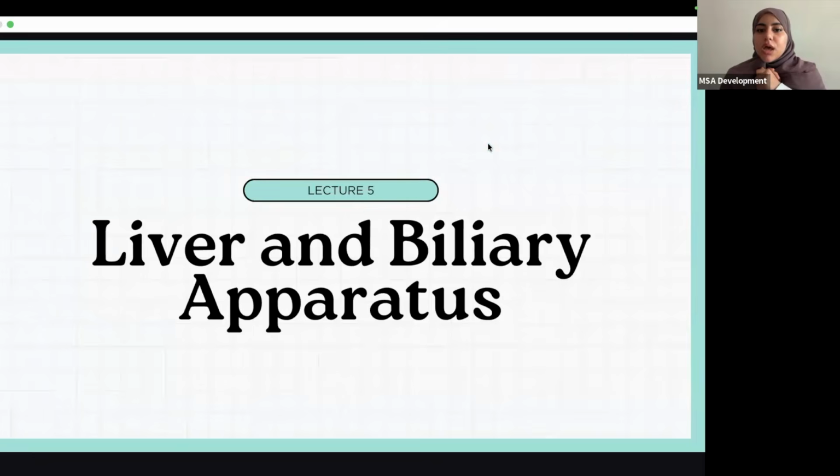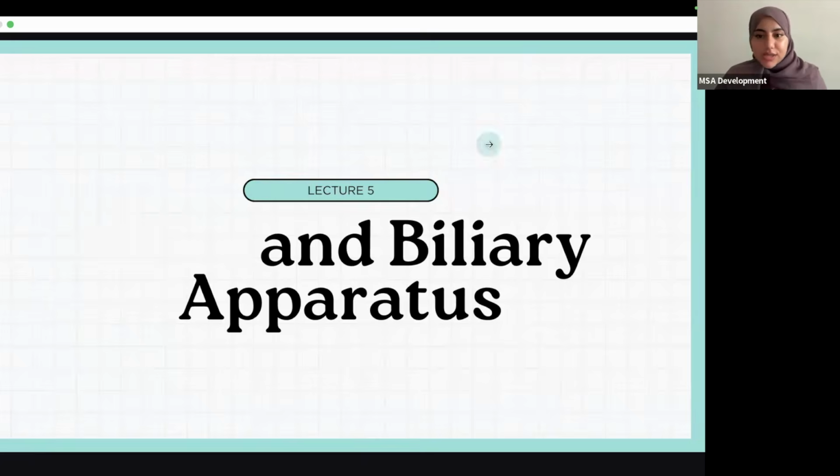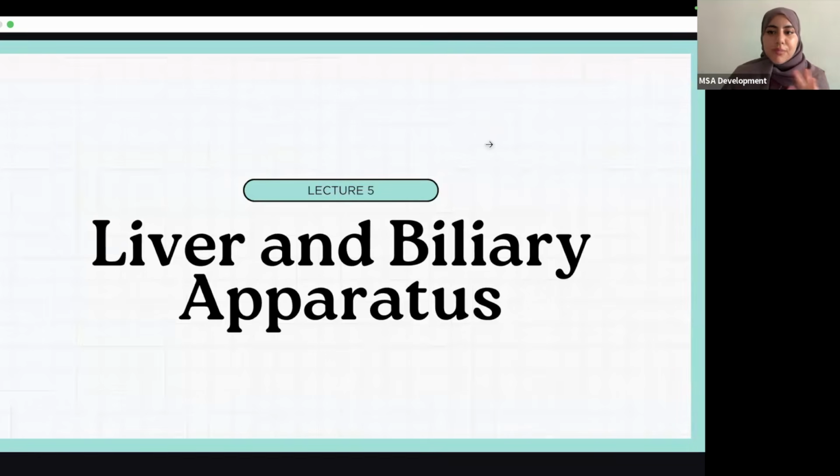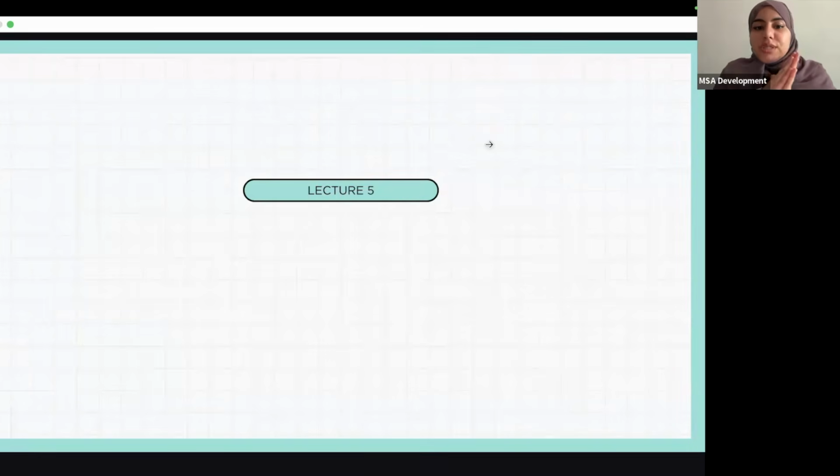I hope it's obvious. Okay, Bismillah. Last stretch. This is the liver and biliary apparatus section. Now let's start with explaining what the liver is.